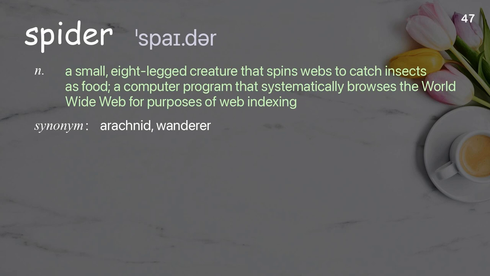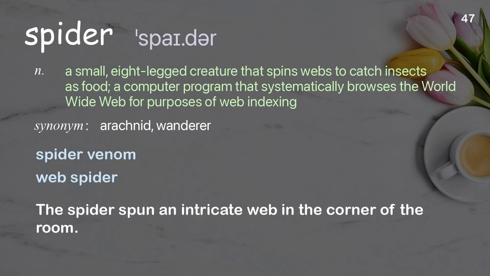Spider: a small, eight-legged creature that spins webs to catch insects as food, a computer program that systematically browses the World Wide Web for purposes of web indexing. Examples: spider venom, web spider. The spider spun an intricate web in the corner of the room.